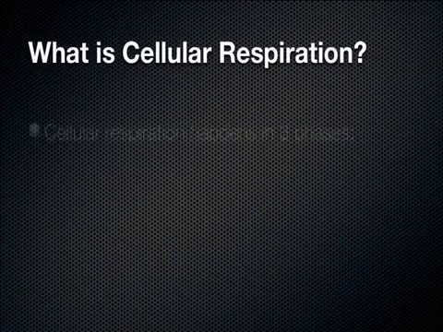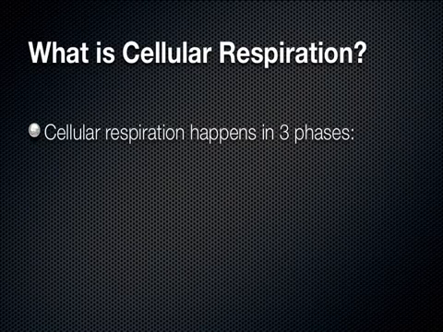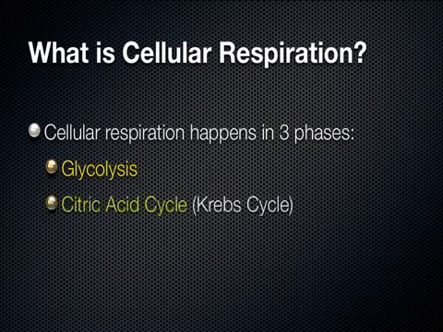What is cellular respiration? Cellular respiration, first of all, happens in 3 phases. And these 3 phases I want you to be very familiar with. Number 1 would be glycolysis. So write that in there. Number 2 would be the citric acid cycle. Another name for the citric acid cycle would be the Krebs cycle.